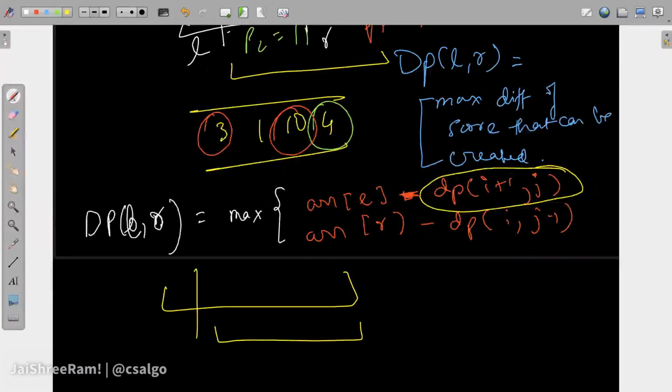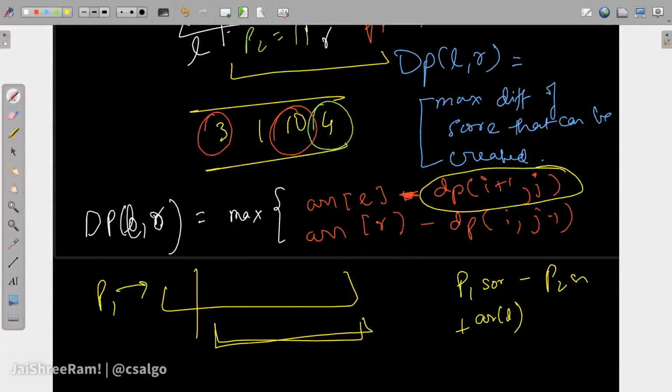So after this move, let's say at this particular move, it was P1's move. So we have to find P1 score minus P2 score. So what we do is we do a plus ARR of L, because P1 takes ARR of L. So plus ARR of L. And then for this particular part, it's P2's move first. So the optimal value over here would be the maximum value of P2 score minus P1 score.